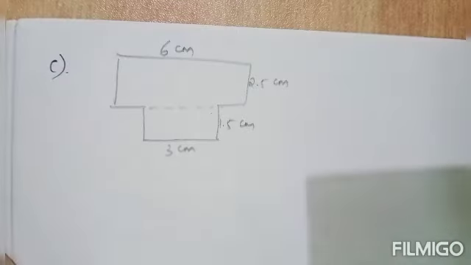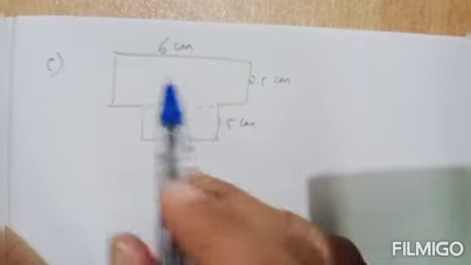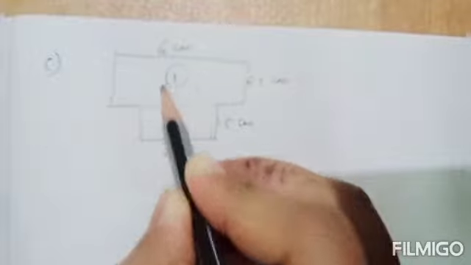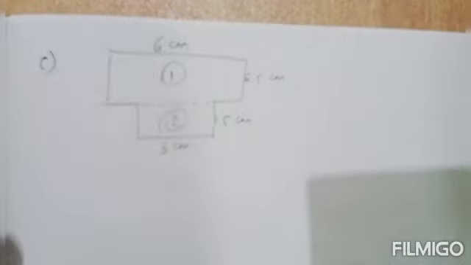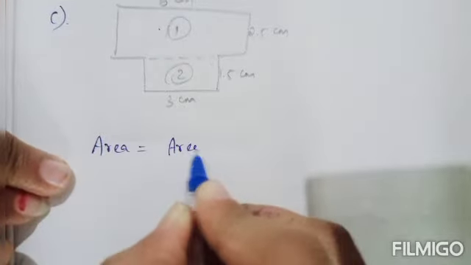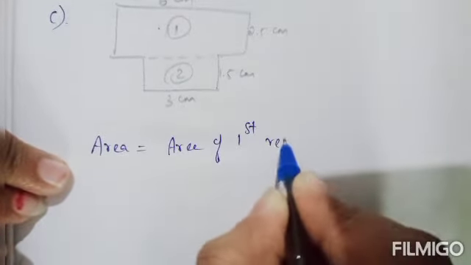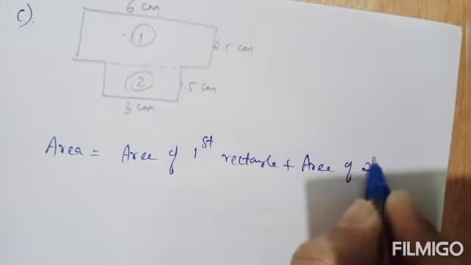Okay, now in part C, the diagram is given like this. You have to find the area. Here you can see two rectangles. This is the first rectangle and this is the second rectangle. Okay, so the total area equals the area of the first rectangle plus the area of the second rectangle.